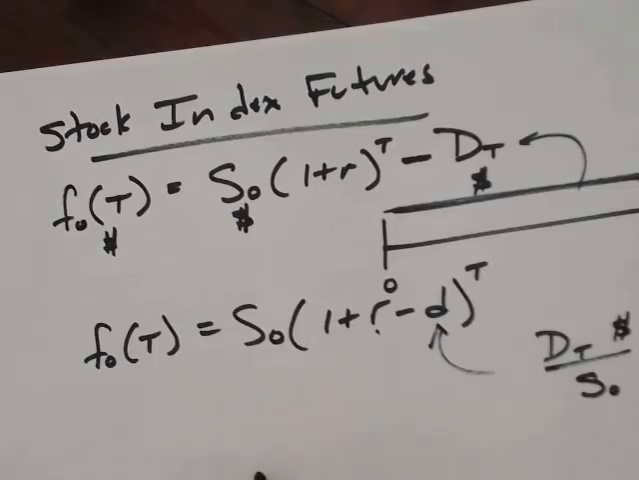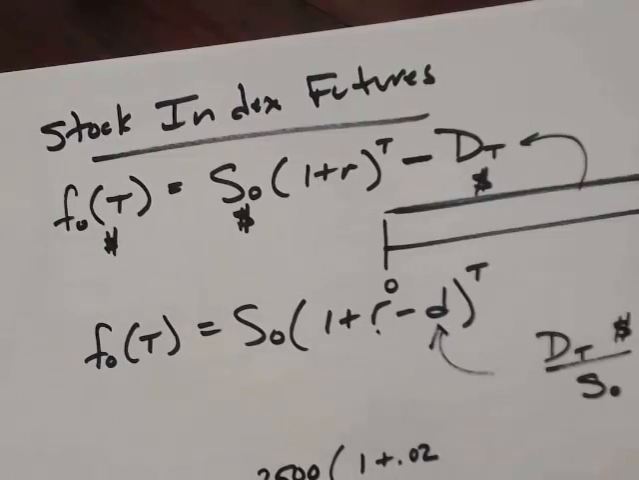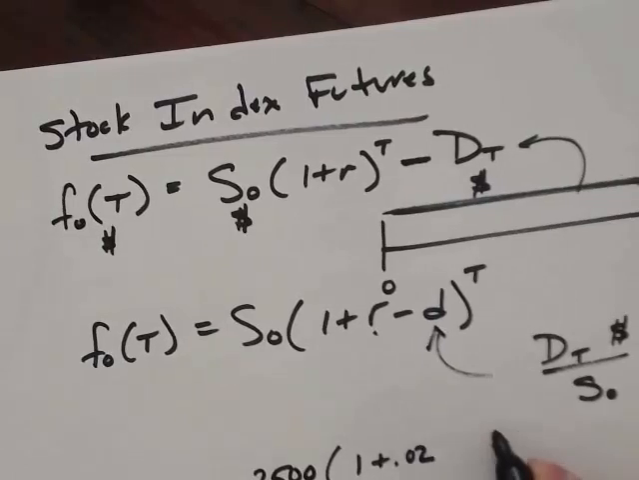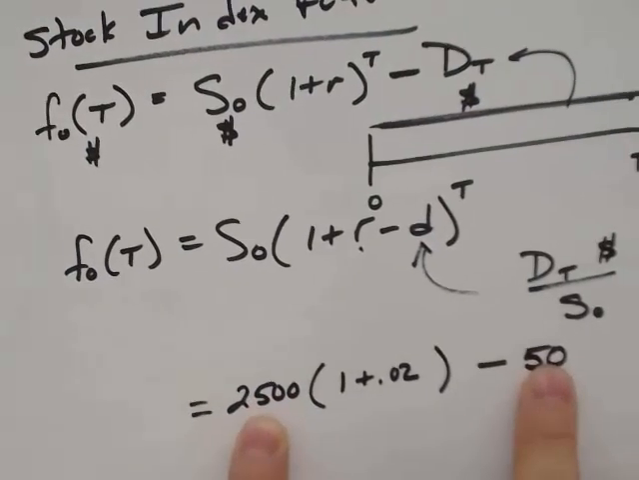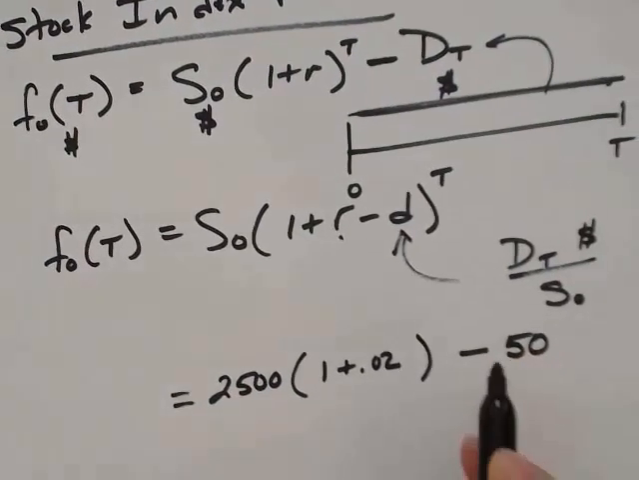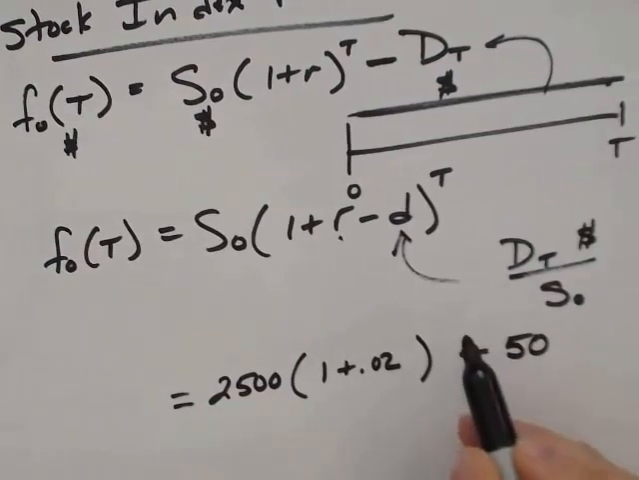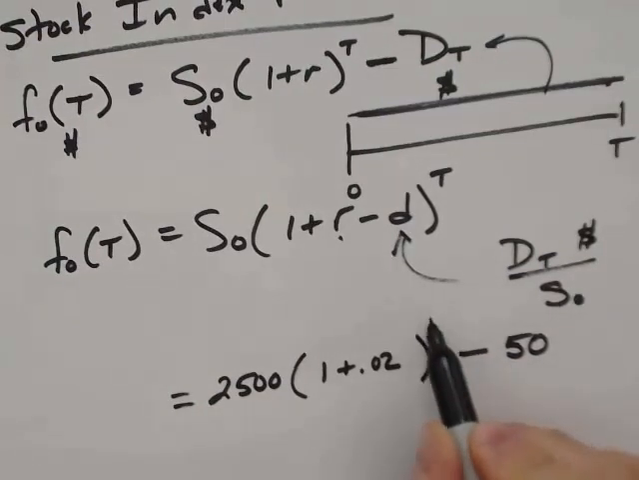So the spot price is 2,500, and the risk-free rate is 2%, or 0.02, and the dividend yield on the index is $50. Okay, so that's going to be $50, which is 2% of the 2,500. And the contracts, as it tells us, are 1-year contracts. So there's a 1 here.